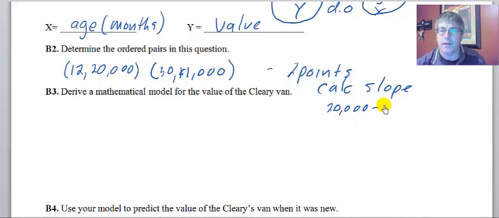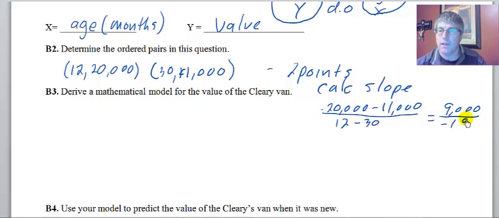20,000 minus 11,000, my change in y, over my change in x. So 12 minus 30. So that is equal to $9,000 over a negative 18. And that is negative 500 over 1. So my slope is negative 500.